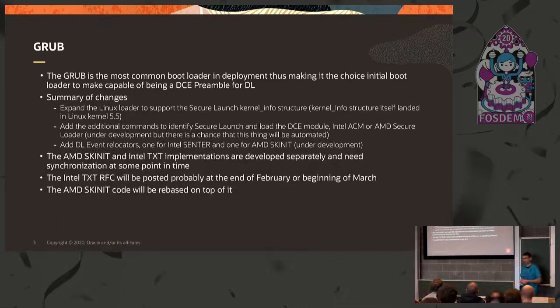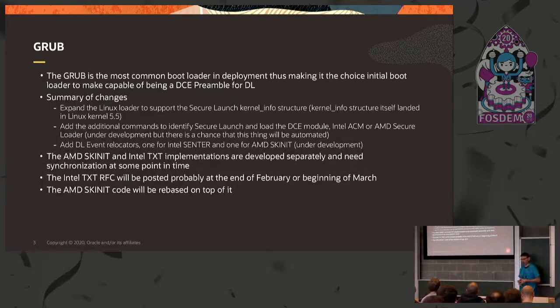We also need to add some commands which are needed to initialize Intel TXT or AMD SKINIT. One command will tell GRUB that we have to switch to the DRTM, more or less. Another thing is a command which will load, in case of Intel TXT, the ACM module into the RAM, and in case of AMD SKINIT, the LZ. I think that this part can be automated, and at some point we will drop this load module command.